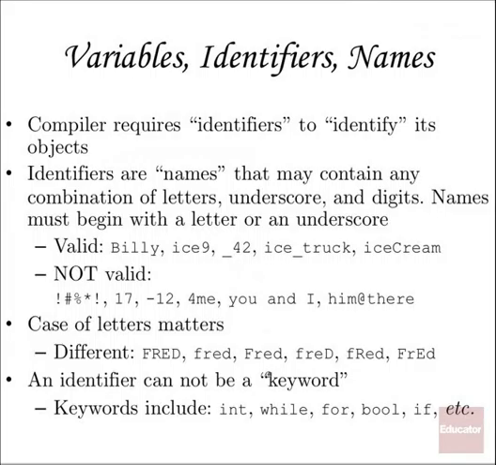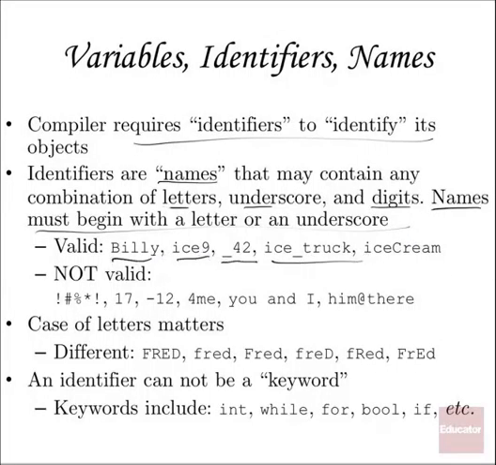All right, now the compiler for C++ requires identifiers to identify various objects, particular variables, structures, objects, etc. Identifiers are names, and a name may contain any combination, almost, of letters, underscore, and digits. You can't put plus signs and minus signs, punctuation, exclamation points. Now, one of the restrictions is the name must begin with a letter or an underscore. So here's some valid identifiers here. We have Billy, Ice9, _42, ice_truck, ice_cream. These are all valid identifiers.